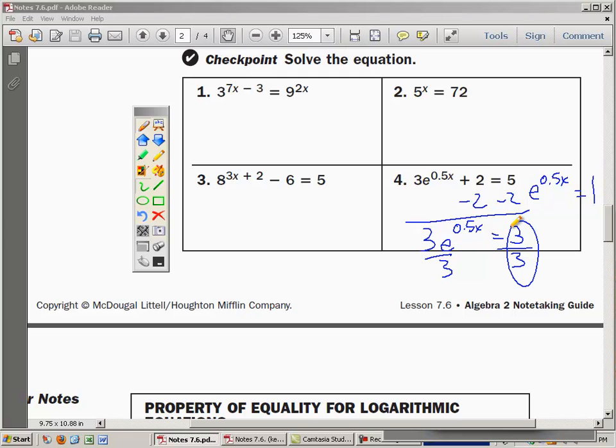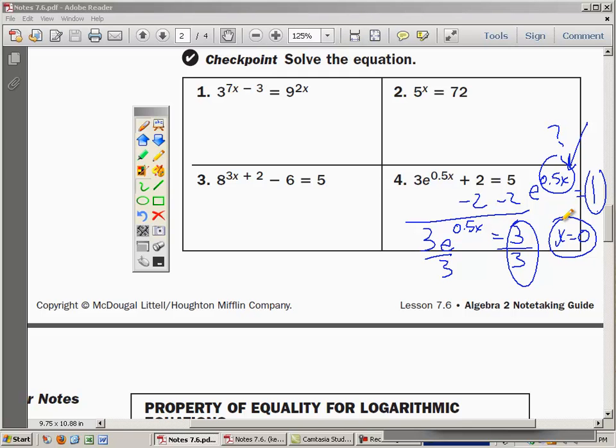Now, we can save ourselves a ton of time with this, guys, because what can we raise anything to, what power, and get 1? Well, if you answered 0, then you're exactly right. So e to the 0 power would be equal to 1. The only value of x that would make this exponent equal to 0 is x equals 0. And so like I said, we can save some time if you recognize that.